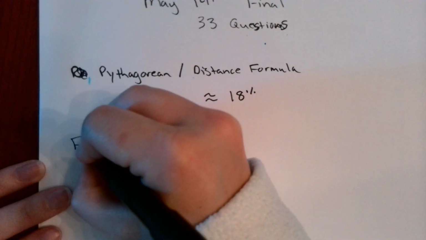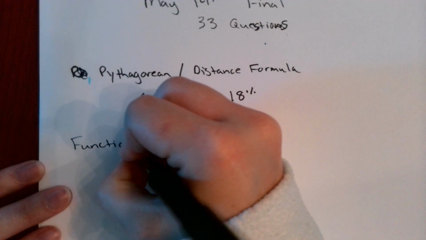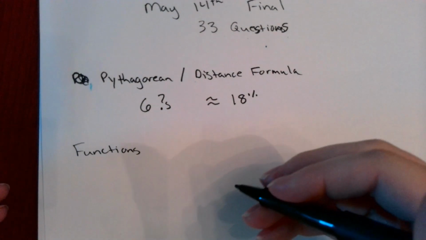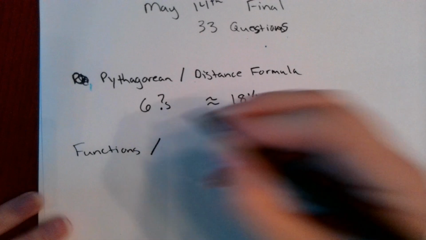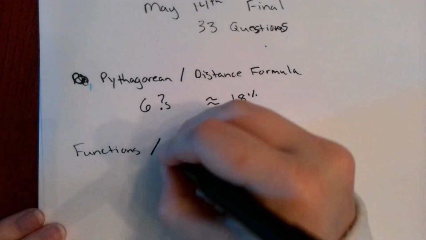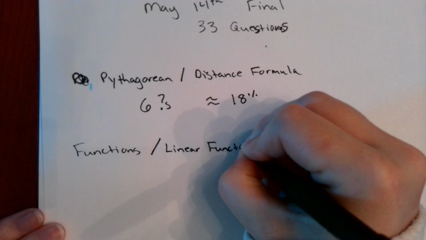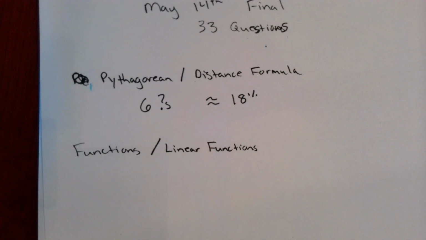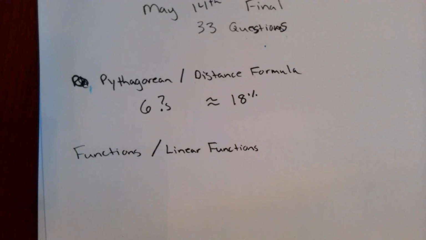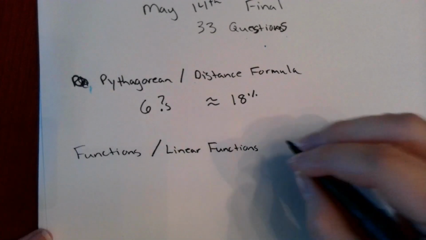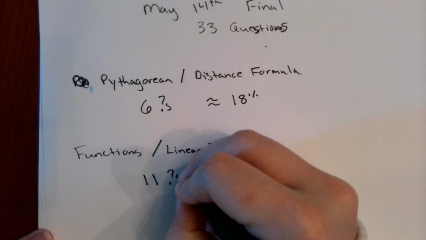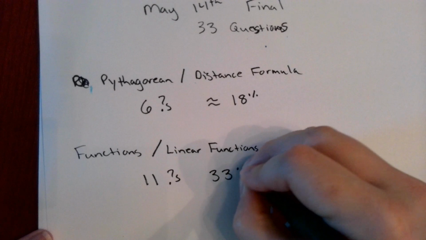Okay, and then you've got functions, which was our intro to functions. What is a function? What's not a function? Domain, range, that sort of thing. And then linear functions. So things like slope, y-intercept, putting things in slope-intercept form, picking out the correct graph to an equation, picking out the correct equation to a graph or a table, that kind of information. And that's going to be 11 questions, which comes out to about 33%.